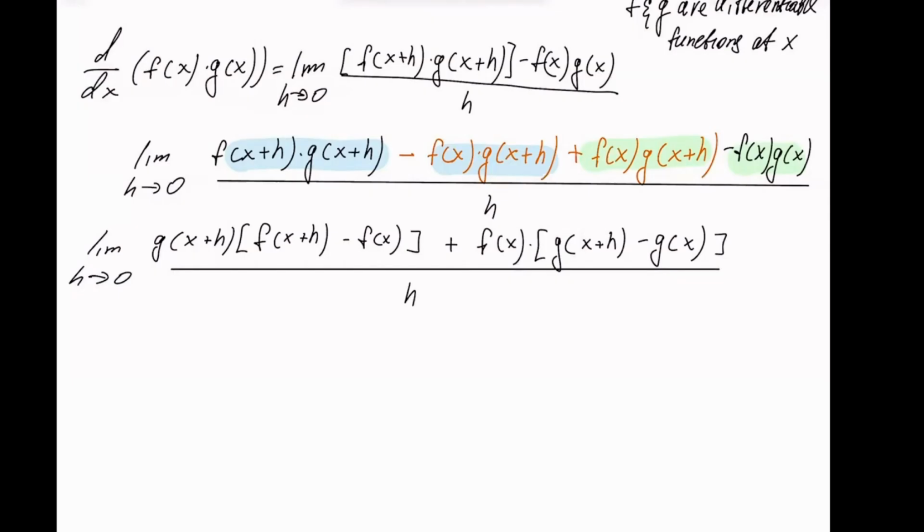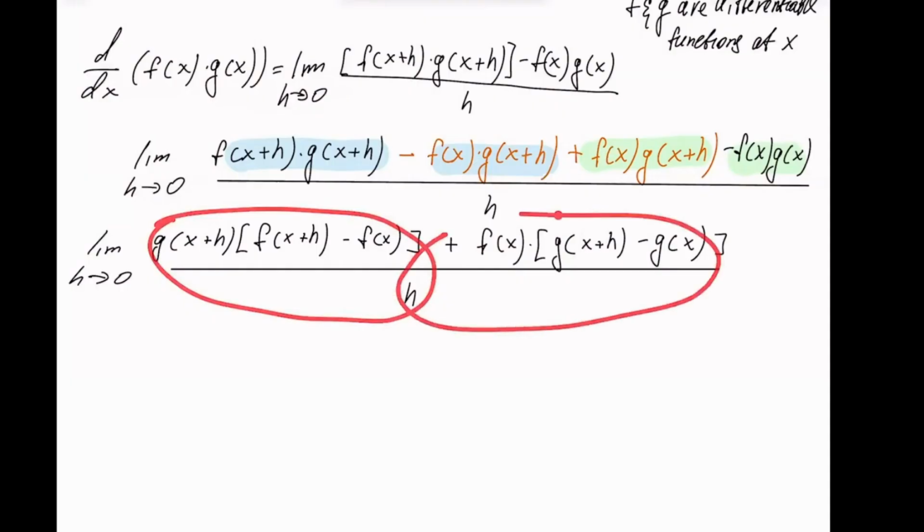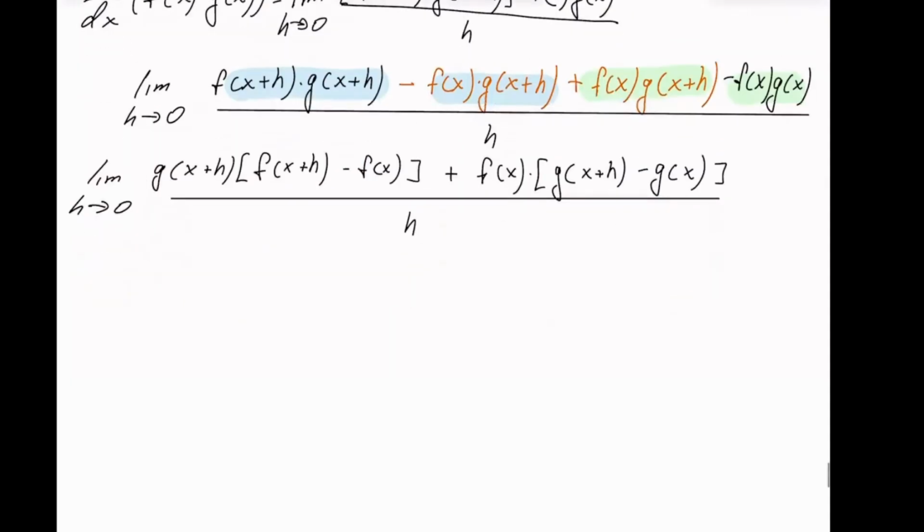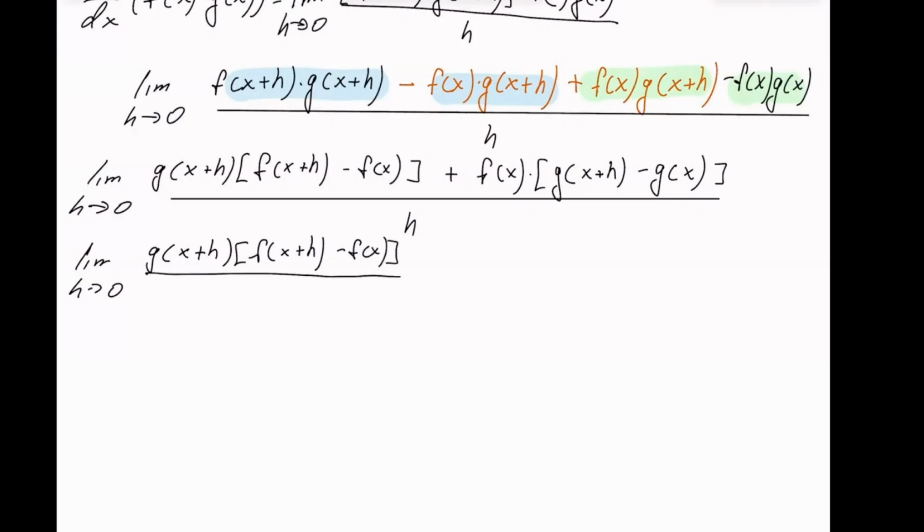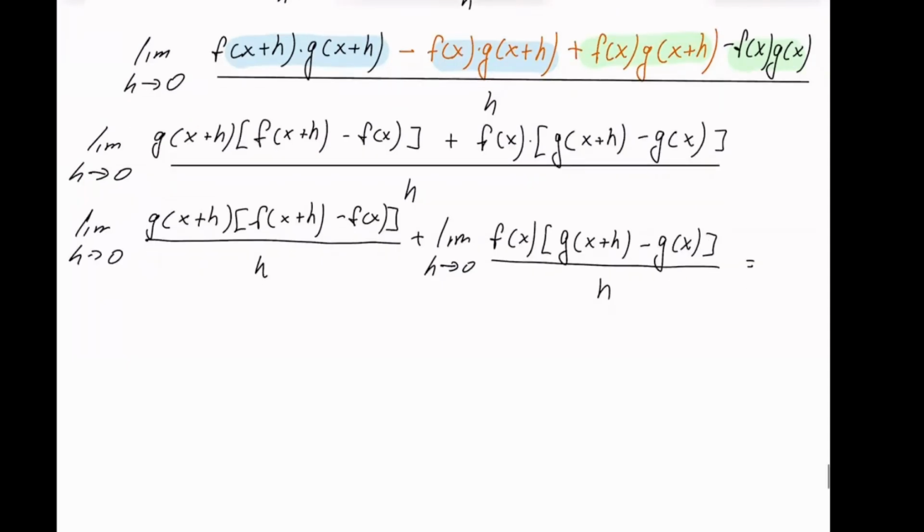Now what I'm going to do is separate these two fractions and apply limit to each of them separately. So I will have limit as h approaches 0 of g of x plus h times f of x plus h minus f of x over h, and then plus limit as h goes to 0 of f of x times g of x plus h minus g of x over h.